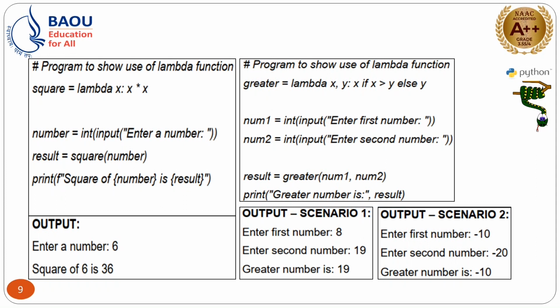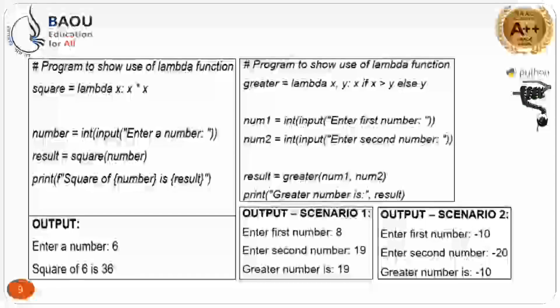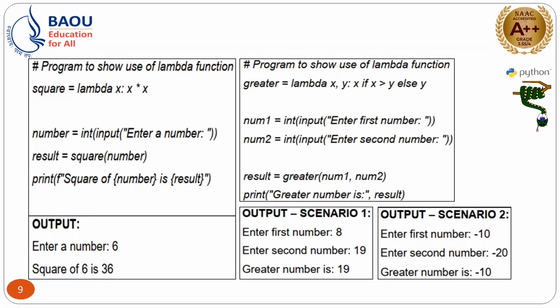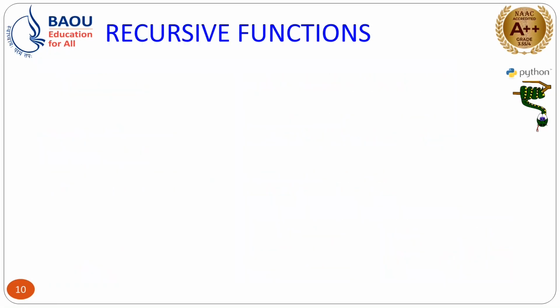Whenever you pass these values at the function call greater, both values are passed here: number 1 will be assigned to x, number 2 will be assigned to y, and it will check with the logic x greater than y, and accordingly you will see both scenarios of the result. This way you can use the lambda function. It is also called an anonymous function because the function has no name, or you can say it is a function that can be passed as a parameter to another function. Now the next is the recursive function.